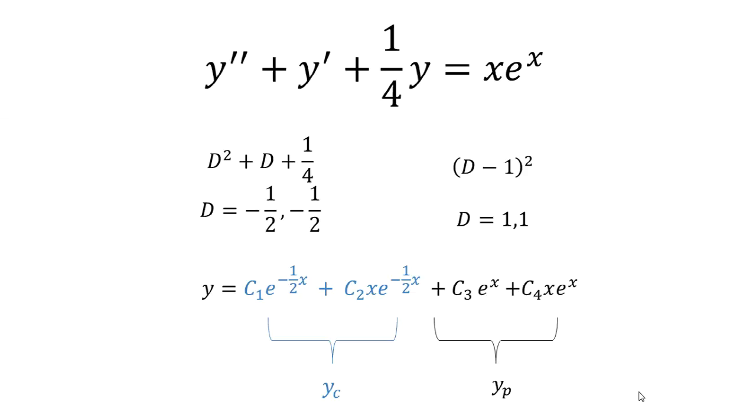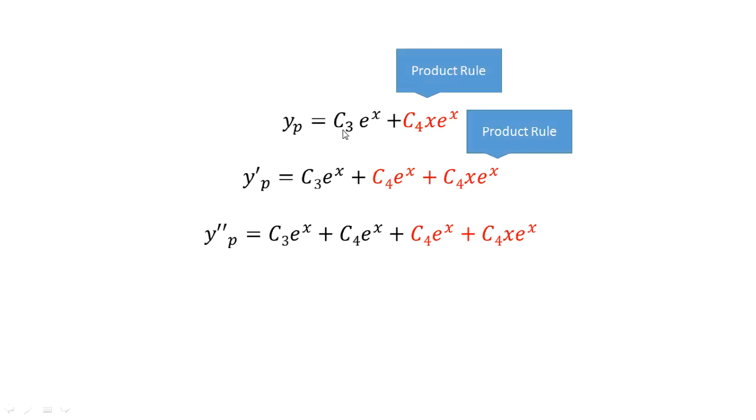We need to solve for c3 and c4 in yp. For that, we need to differentiate yp. When differentiating c3 e to the power of x, c3 is a constant, and differentiating e to the power of x will result in e to the power of x also. So the answer will be c3 e to the power of x. But for c4 x e to the power of x, there are two variables, x and e to the power of x, so the product rule is applied. Differentiating x results in 1, so we get c4 e to the power of x. But when we differentiate e to the power of x, the answer is also e to the power of x, so we get c4 x e to the power of x. And the same for this.